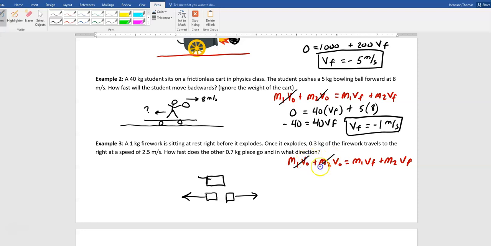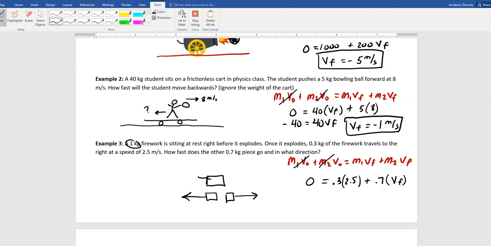Alright, well, it's initially at rest, so those are both 0, and it looks like 0.3 kilograms of it explodes to the right at 2.5 meters per second, and the other amount, which would be 0.7, which would add up to the 1 kilogram here at the beginning, that flies off to the other direction, and I'll put that as VF.